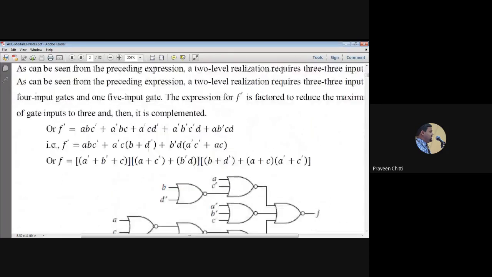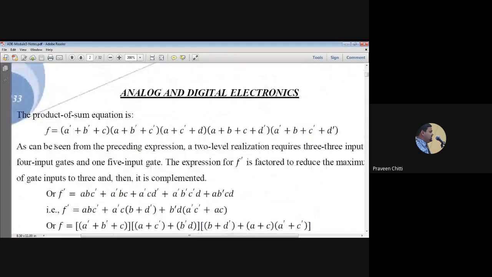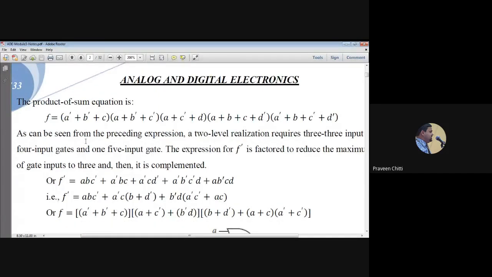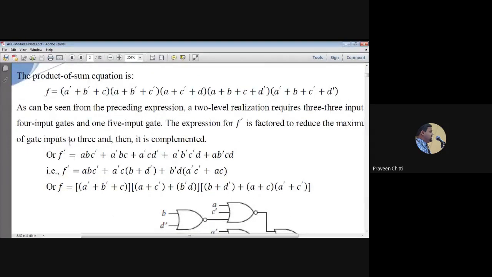Right. Or if you use direct SOP K-map, directly you will get this itself actually. Right. So now what is asked here is you have to implement it using only 3 input NOR gates.